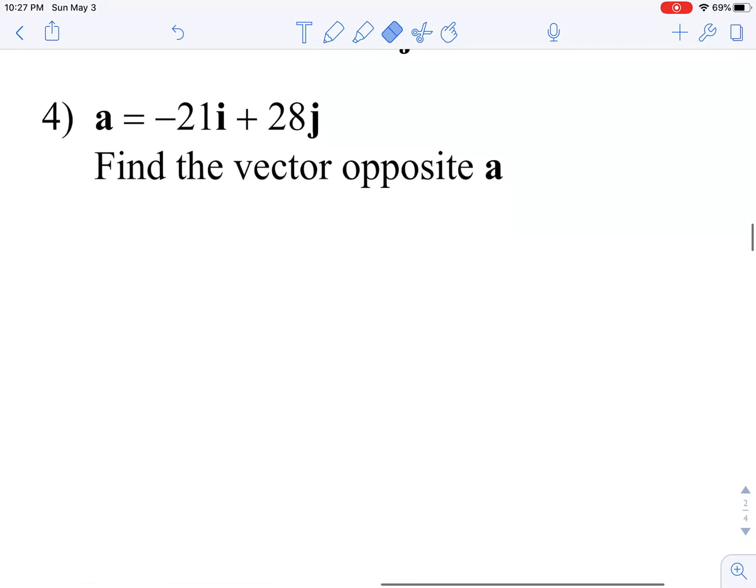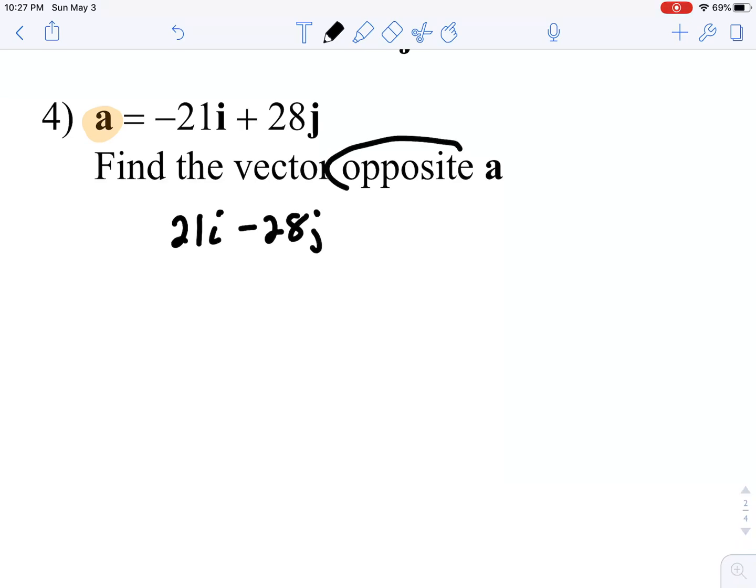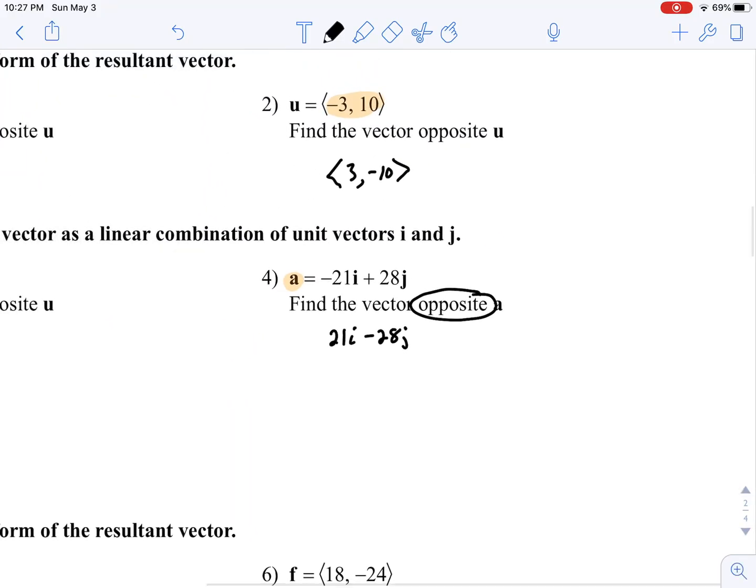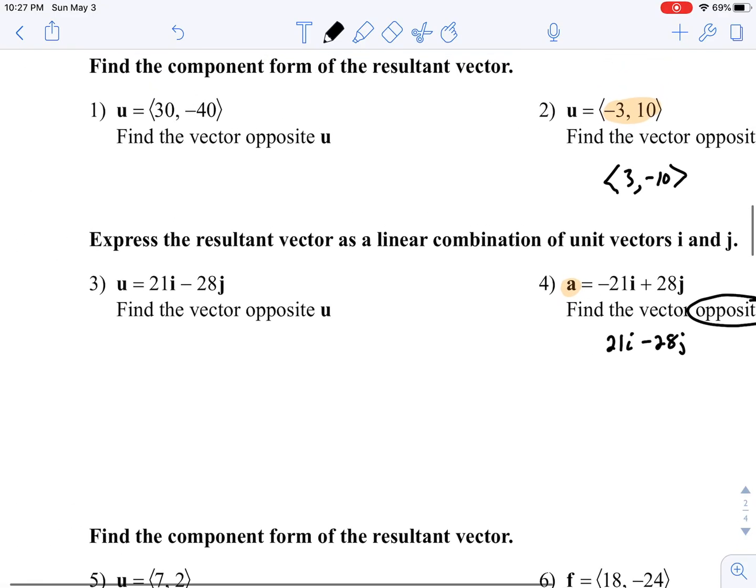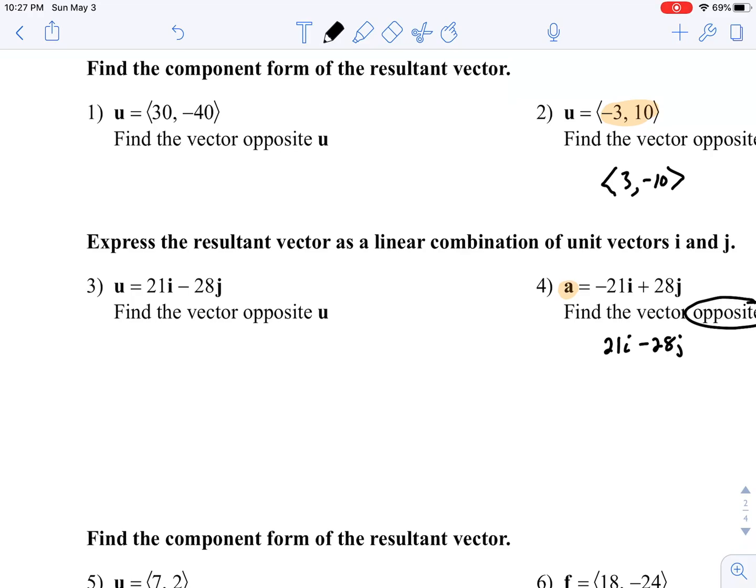Number 4, I think, is equally easy. The vector opposite of vector A up here is going to be positive 21i minus 28j. So opposite, basically, you flip both of the numbers to their opposite signs. Negative 21 turns positive, positive 28 turns negative, and that's it. Technically, you're multiplying by a negative 1. If you want to do that, fine, but it's that simple. So probably if I pause for 10 seconds, you can get number 1 and 3 done right now. I'm not going to do that. Okay.